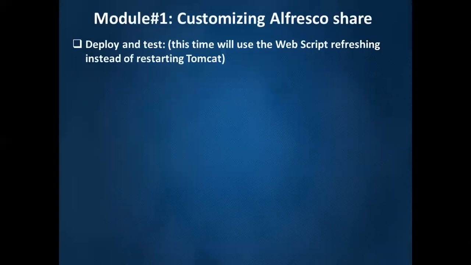Last time in my last tutorial, when I created that simple dashlet, I used to refresh using a Tomcat or to restart a Tomcat. Today I will use the second method of web script because our lesson is about a web script. So we will use only web script. We will learn how to refresh our code using a web script. How can we do that?